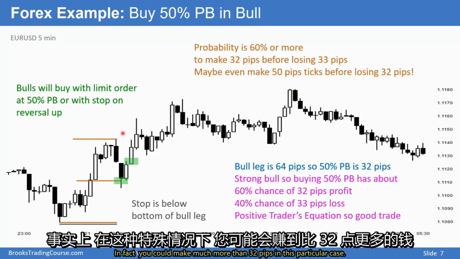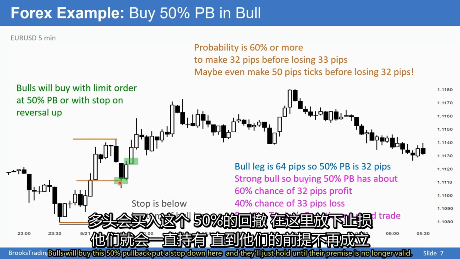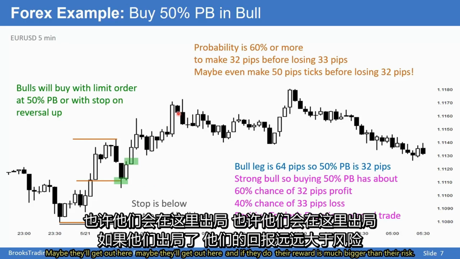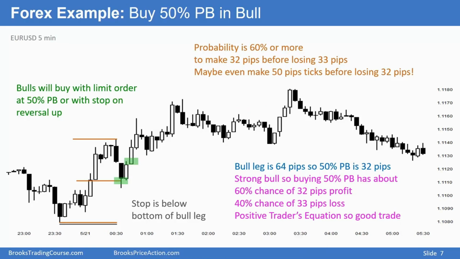In fact, you could make much more than 32 pips. In this particular case, a trader would have made much more before losing 32 pips. Therefore, the reward is much better than simply one-to-one. Swing bulls will buy this 50% pullback, put a stop down here, and they'll just hold until their premise is no longer valid. Maybe they'll get out here, maybe they'll get out here. And if they do, their reward is much bigger than their risk. That's an even stronger trader's equation.